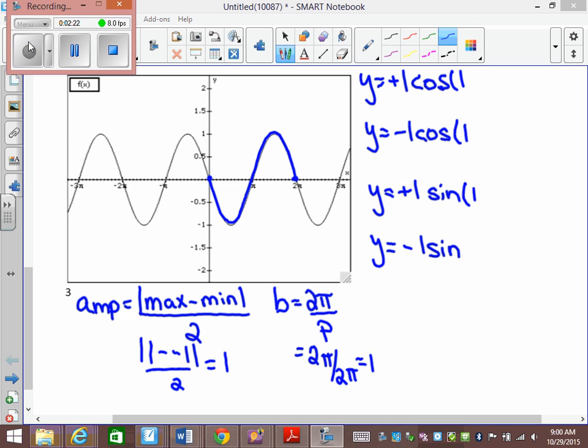You wouldn't have to actually write the one, but we're going to. The c value we'll do last. The d value, or the median or midline.